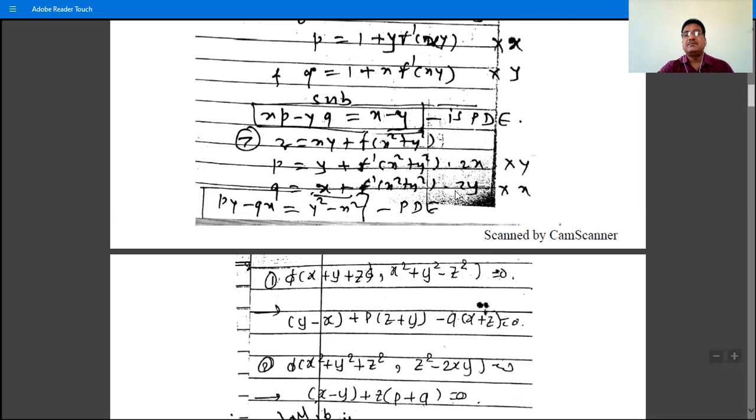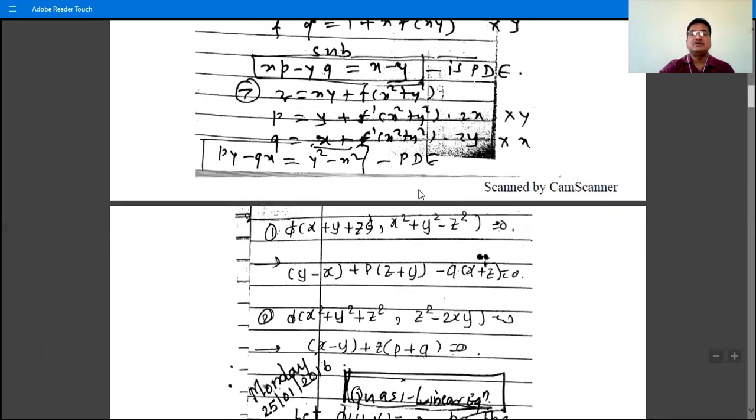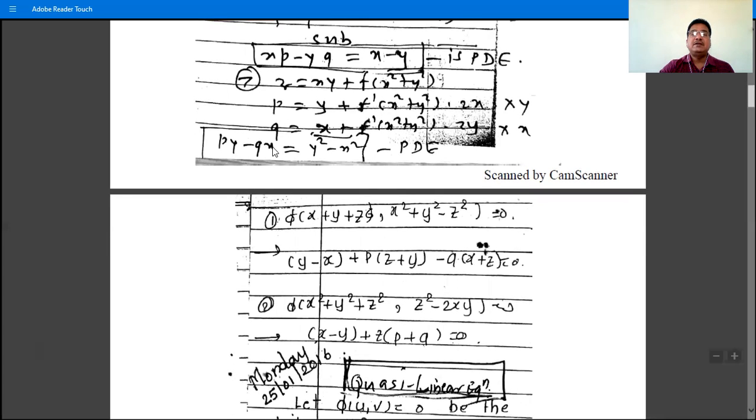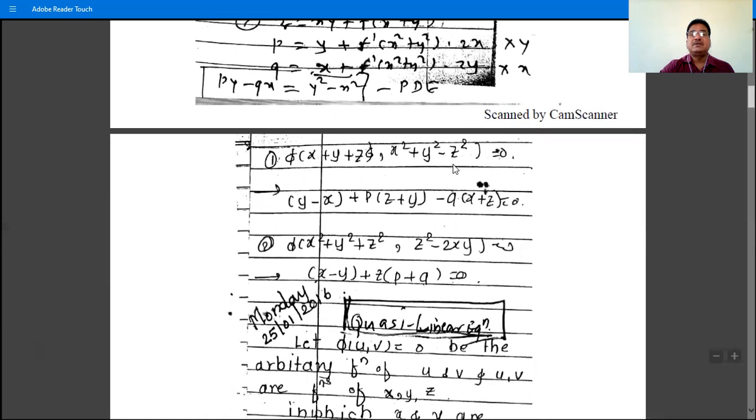with respect to y, which is 2y. Then multiplying equation number 2 by y and 3 by x and subtracting, we get py minus qx is equal to y square minus x square, and this becomes 0. That is, f dash of x square plus y square into 2xy, minus f dash of x square plus y square into 2xy. So their subtraction is 0. So we have the final answer: py minus qx is equal to y square minus x square is the required differential equation.